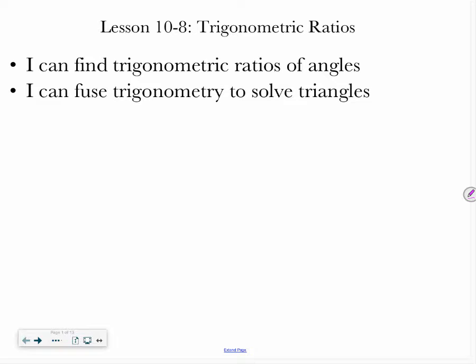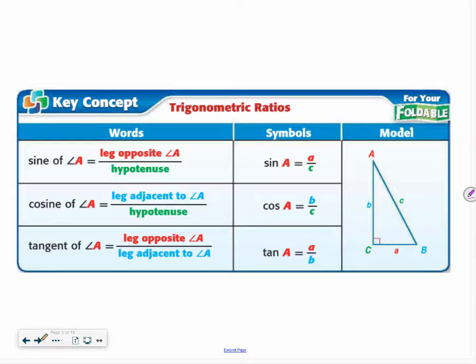By the end of this lesson, you should be able to find trigonometric ratios of angles, and you should be able to use trigonometry to solve triangles.